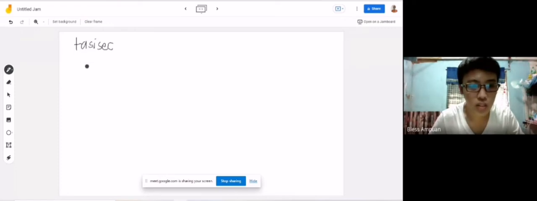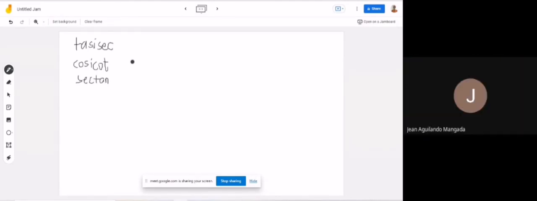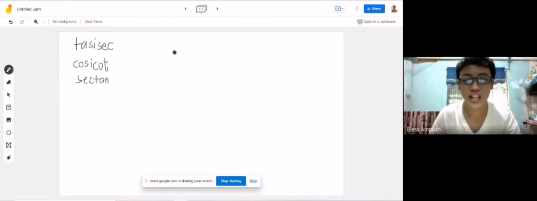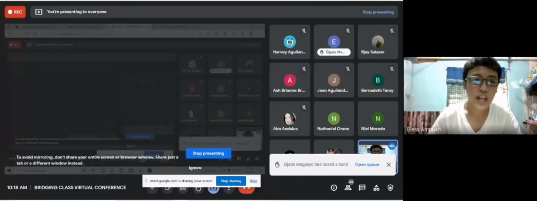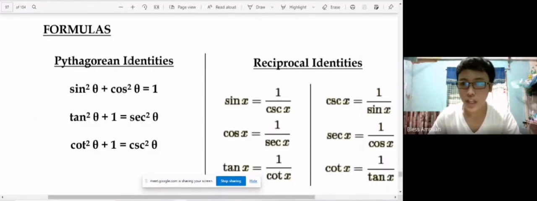Tasisik, cosecant, sectant. I am hoping you will not laugh at my mnemonics. These are my mnemonics that I widely used when I was in college and even in the board examination.